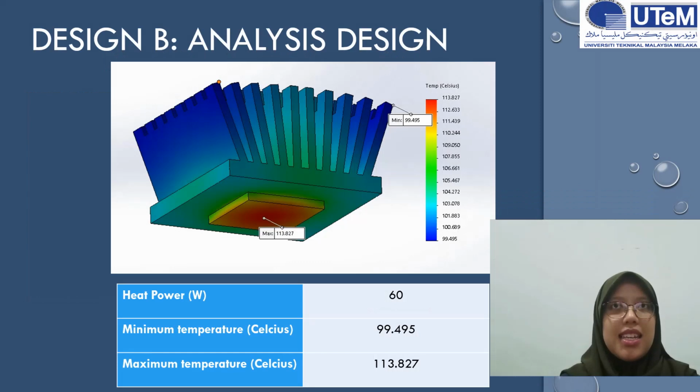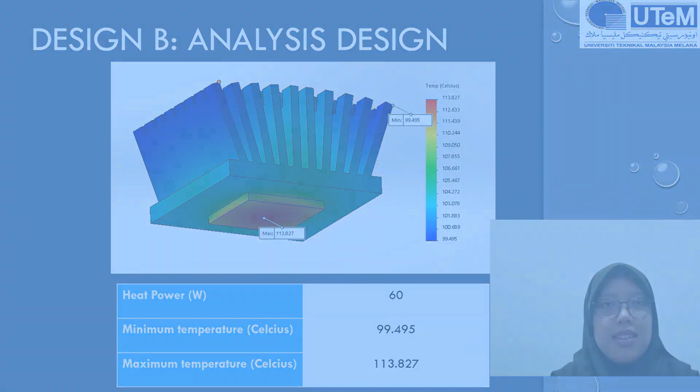From this analysis, when heat power is applied at 60 watt, it will give minimum temperature at 99.5 degrees Celsius and maximum temperature at 113.8 degrees Celsius.